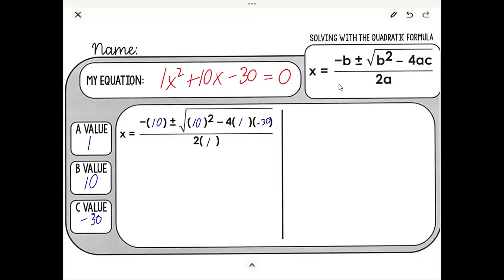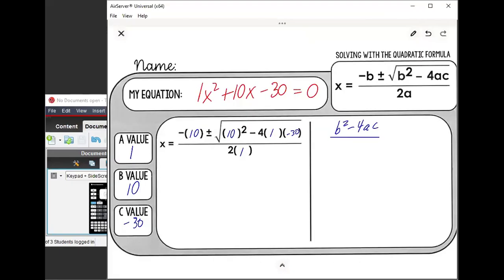Now, the part that we have to pay attention to, because they want the exact value, that means we have to look at the discriminant, the b squared minus 4ac part, and figure out what that's going to be. So the way that I want you guys to do it is we're going to store these values, 1, 10, and a negative 30 into the A, B, C respectively. All right, so let's go do that. We're going to get the calculator, which is here.